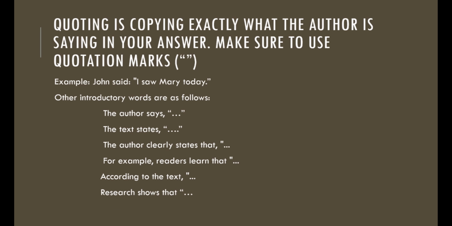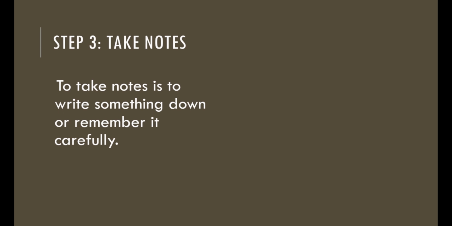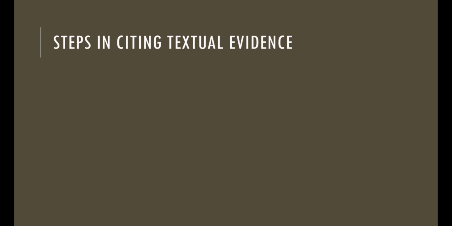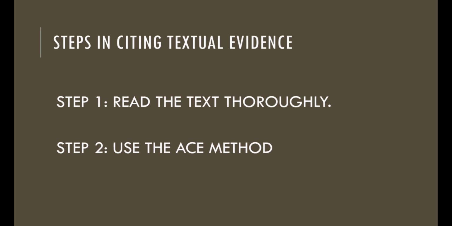And finally, step 3, take notes. To take notes is to write something down or remember it carefully. To sum up, the steps in citing textual evidence are: Step 1, read the text thoroughly. Step 2, use the ACE method. And step 3, take notes.